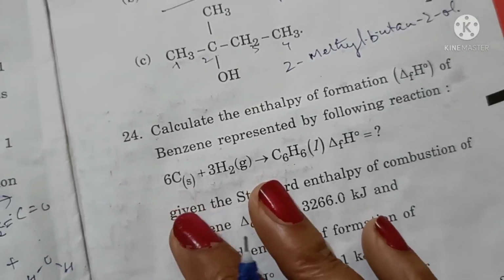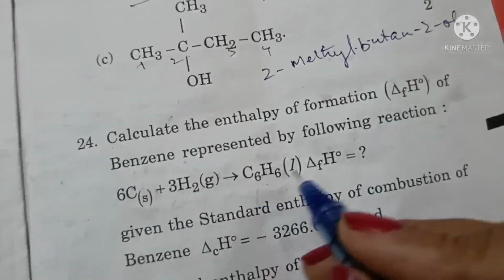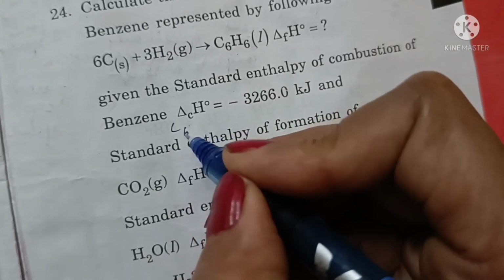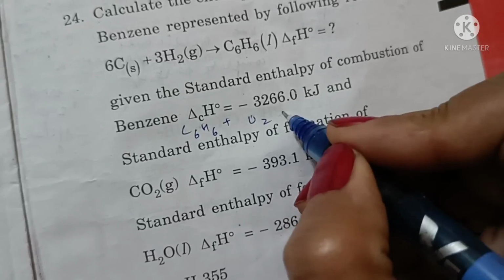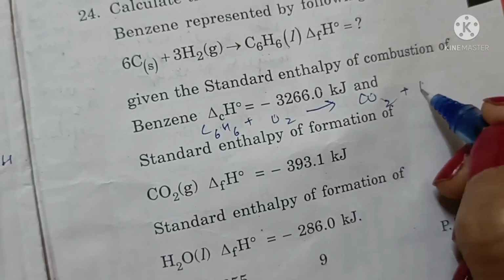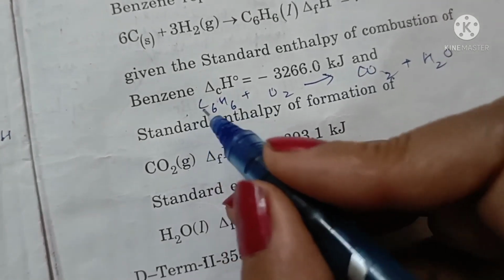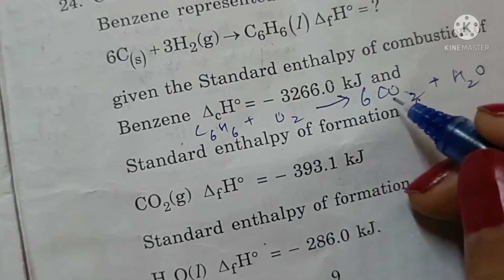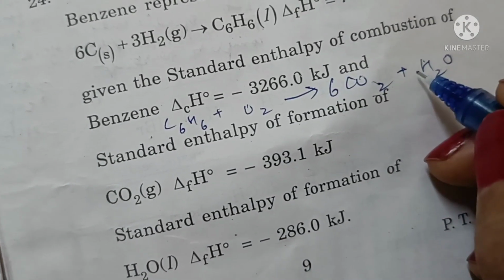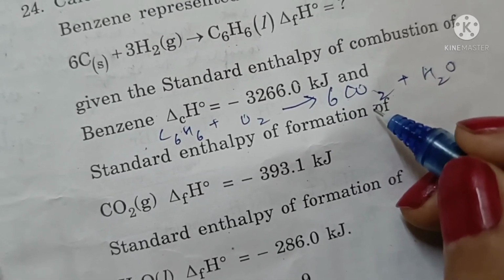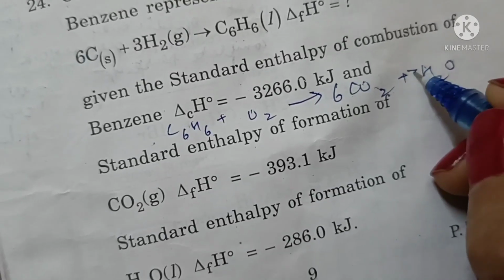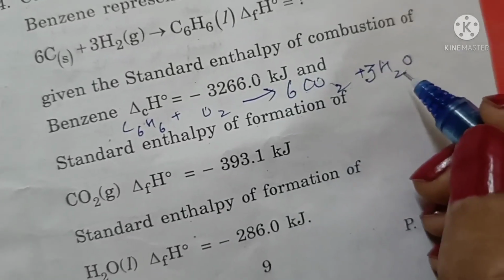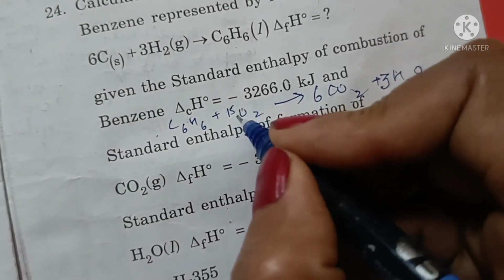Calculate the enthalpy of formation of benzene represented by the following reaction. Given are the standard enthalpies of combustion of benzene, so we write down the reaction for combustion of benzene. A combustion reaction is when 1 mole of this reacts completely with oxygen to form oxides. So we balance this equation: 6 carbon dioxide, 3 water, and 12 plus 3, 15 by 2 oxygen.